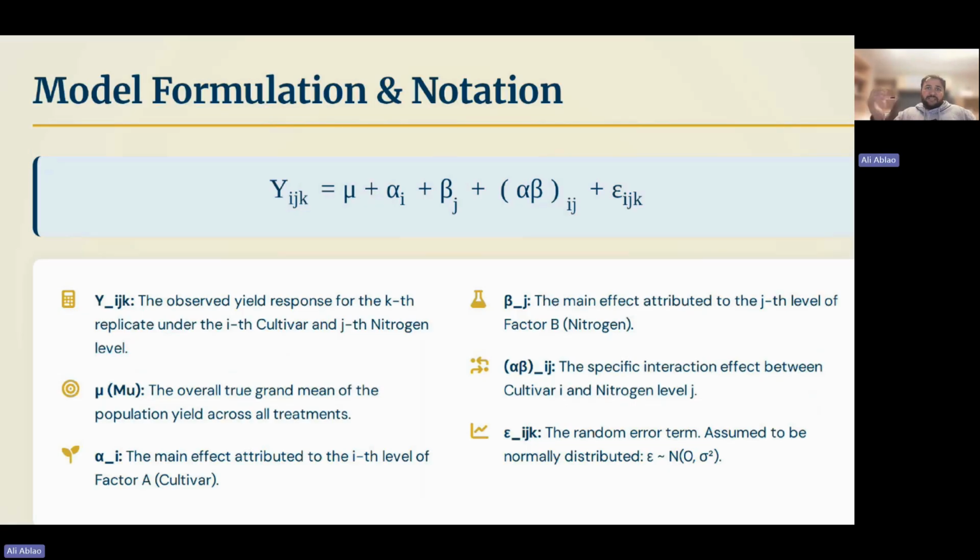So, to analyze the data, we use this model. Y is the observed yield, equal to mu, which is the overall mean, plus alpha, which is factor A, the effect of cultivar, plus beta, which is factor B, the effect of nitrogen, plus the interaction between them, plus the random error.